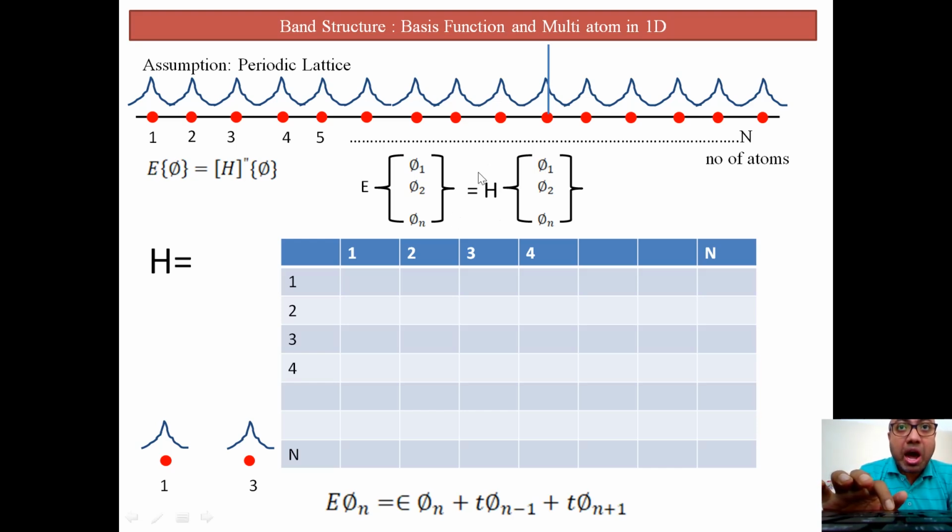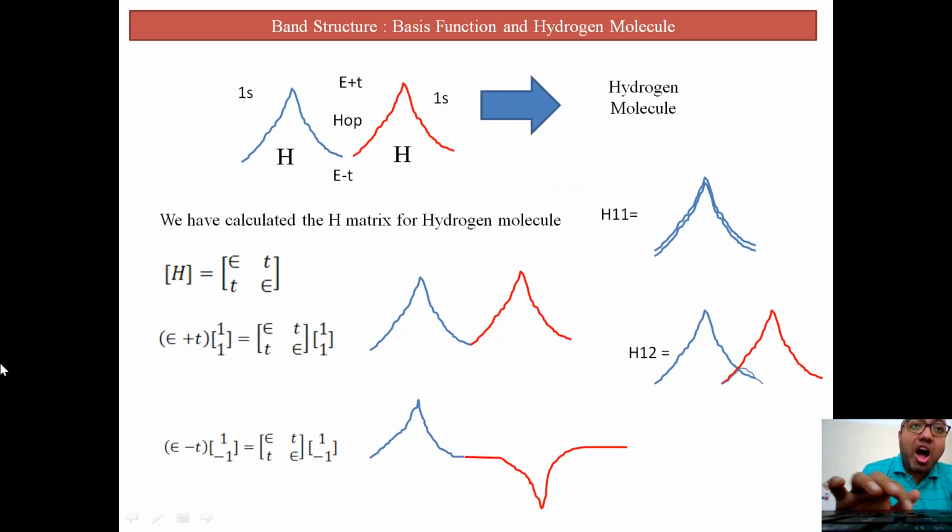Now we have to know how to write the H. Writing H is very easy. Just go back to the previous things, like how we wrote H for 2 hydrogen atoms when they come close to each other. My diagonal part means a wave function multiplying by the same wave function. So that diagonal part is always the energy level E. Just go back and check your notes. So this is my E.